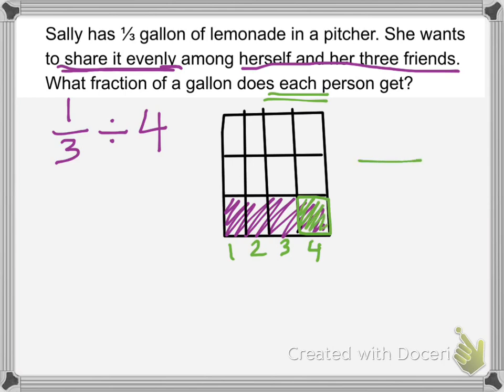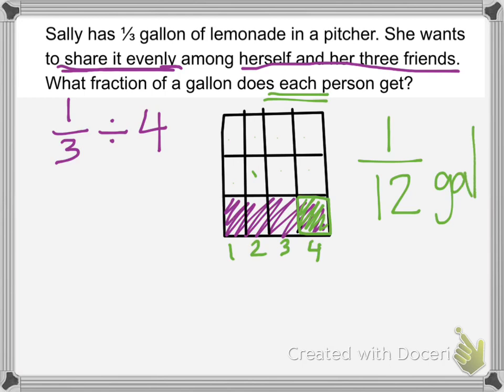I need to think about part out of whole. It's 1 part out of a total of 1, 2, 3, 4, 5, 6, 7, 8, 9, 10, 11, 12 total pieces. So each person gets 1/12 of a gallon of lemonade.